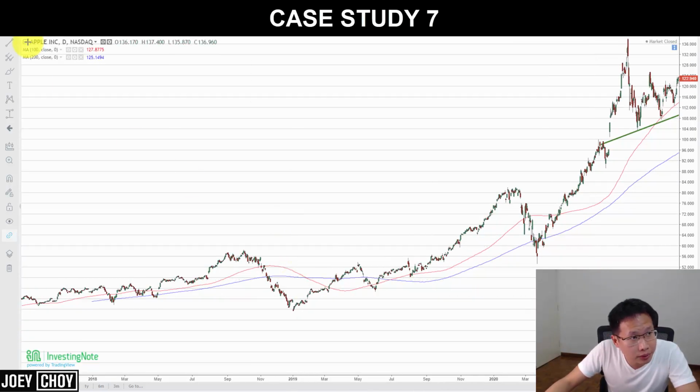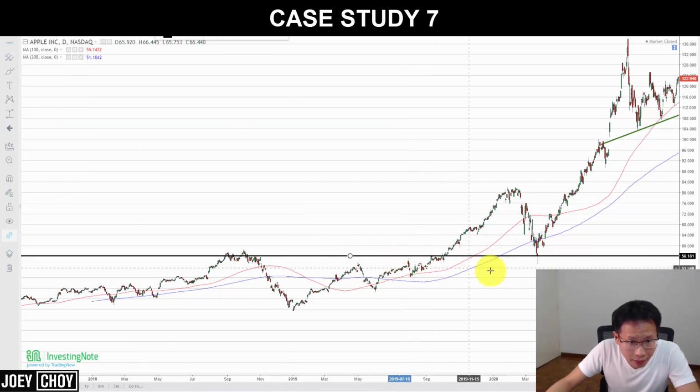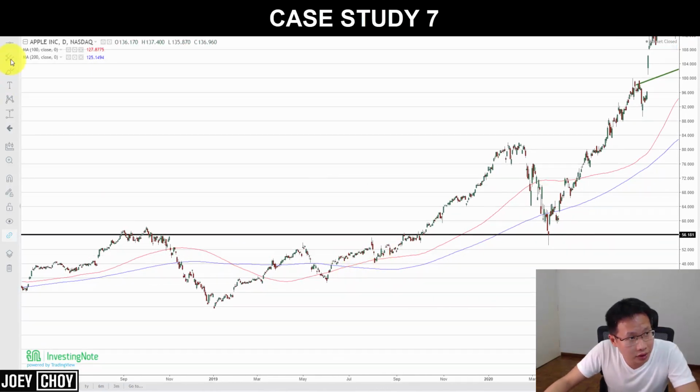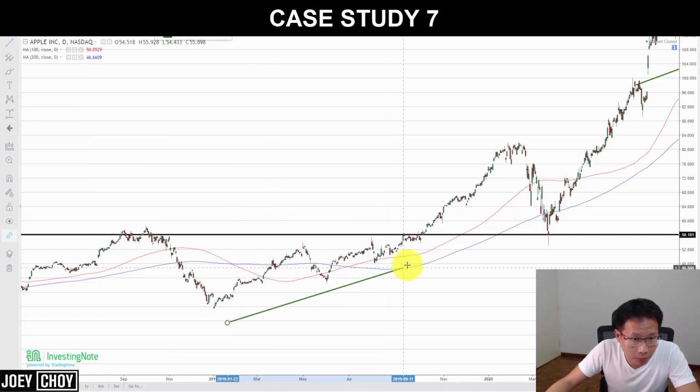I think that would be another resistance line right here. Let me just draw it. Look at this: this has been a resistance all the while right here. So around here we can draw what we call an upward sloping line.